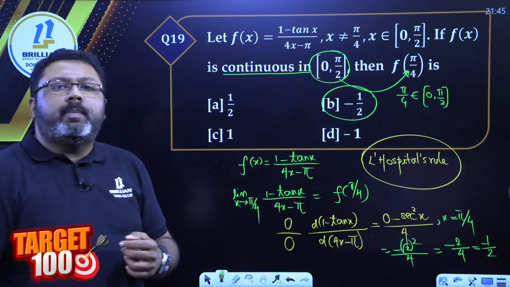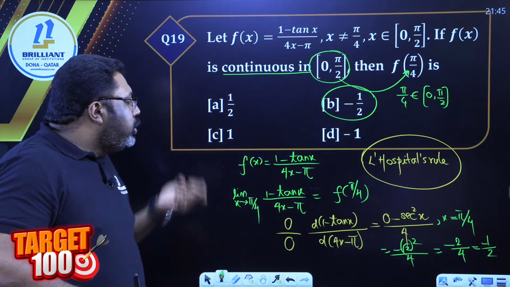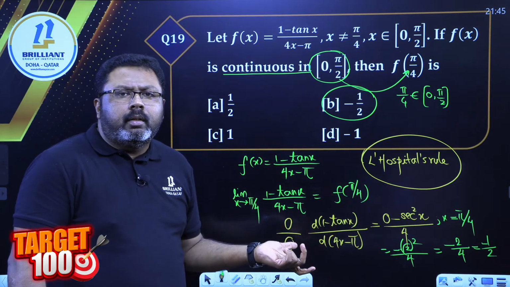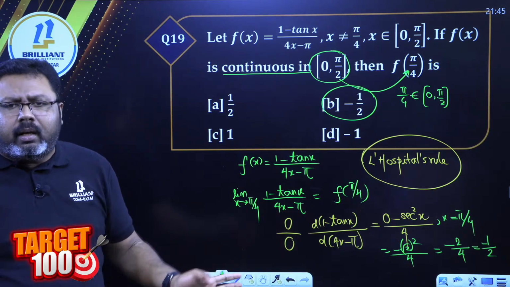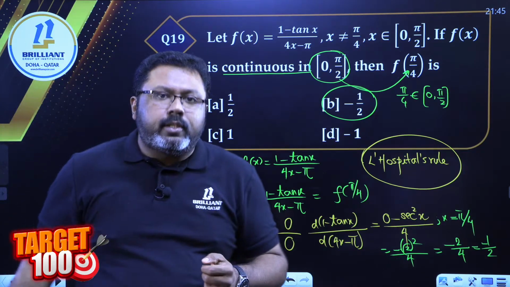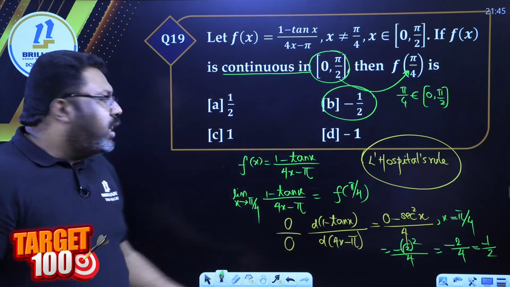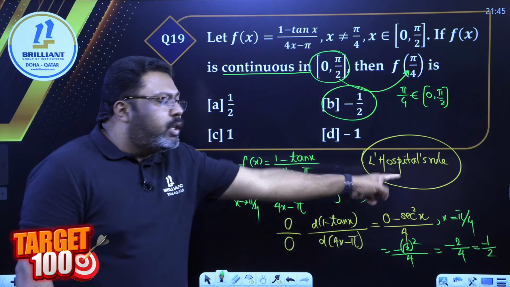Once again, what is L'Hospital's rule, all of you? L'Hospital's rule says that if by chance you're trying to do an MCQ question where you get 0 by 0 form, simply do the derivative of the numerator, simply do the derivative of the denominator separately, and then apply the limits. It's a 1 mark MCQ, that's why I'm trying to use this method. Otherwise, it's a very lengthy process to evaluate this. It's called L'Hospital's rule.